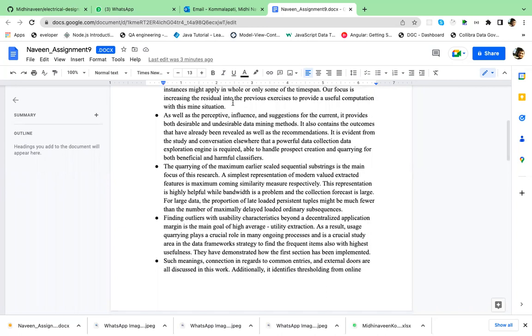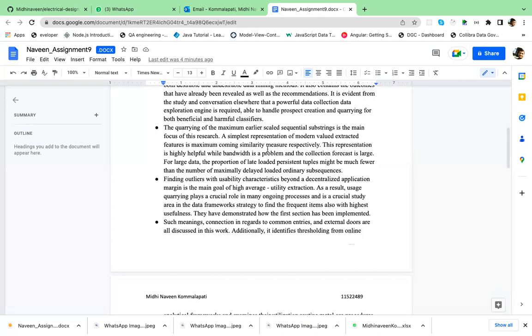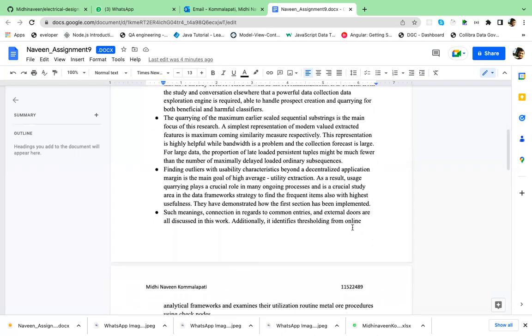It is evident from the study and conversation elsewhere that a powerful data collection and exploration engine is required, able to handle prospect creation and qualifying for both beneficial and harmful classifiers. The querying of the maximum earlier scale sequential substance is the main focus of this research. A simple representation of modern value extracted features is the maximum coming similarity measure respectively. This presentation is highly helpful when bandwidth is a problem and the collection forecast is large.